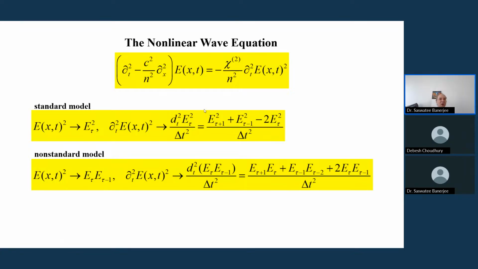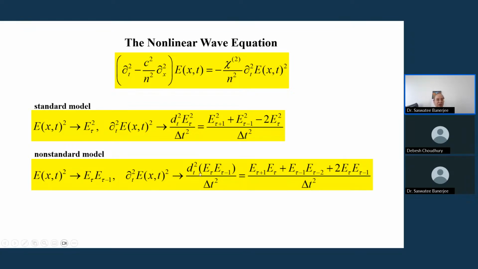All right, so here's the standard model. This subscript tau is really the electric field at time step t, and then t minus 1 is the previous time step, and this is the future, which we have to solve for. You'll see that you've got a quadratic equation, and that will have two solutions, and it will be very difficult.